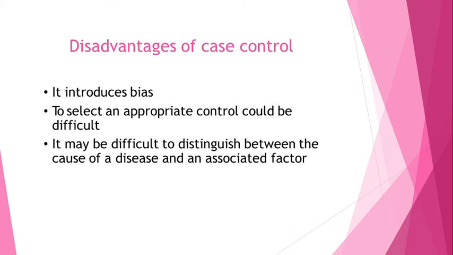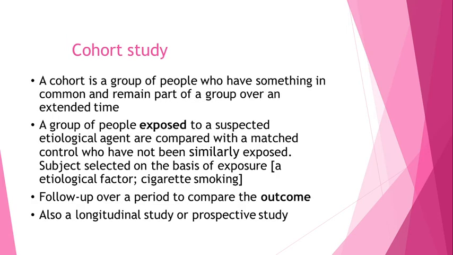Sometimes there may be a bias, and you need to select an appropriate control, that's very important, and that sometimes becomes difficult. It may be difficult to distinguish between the cause of the disease and the factor which is associated with it, which becomes very difficult. So these are certain challenges, or you can say disadvantages.